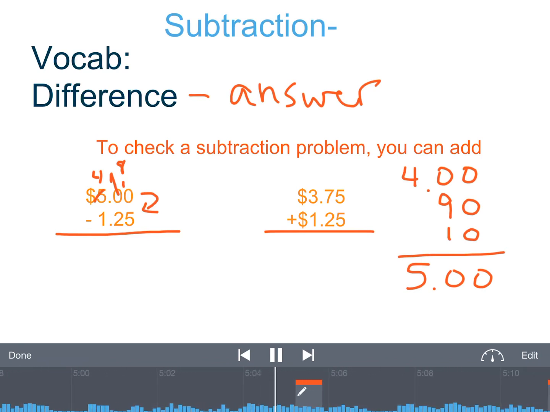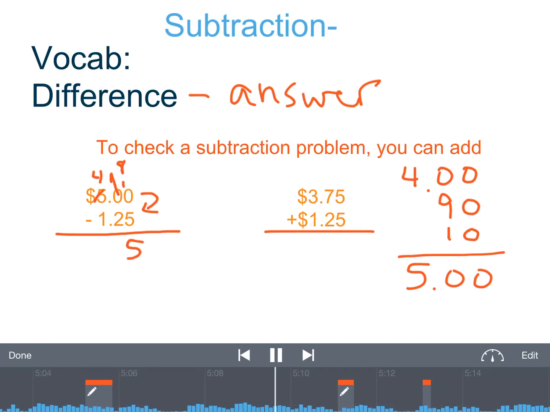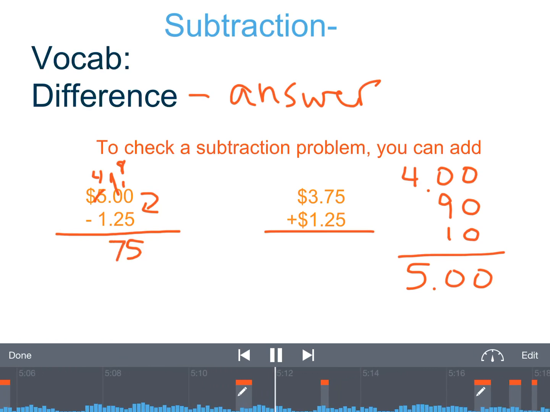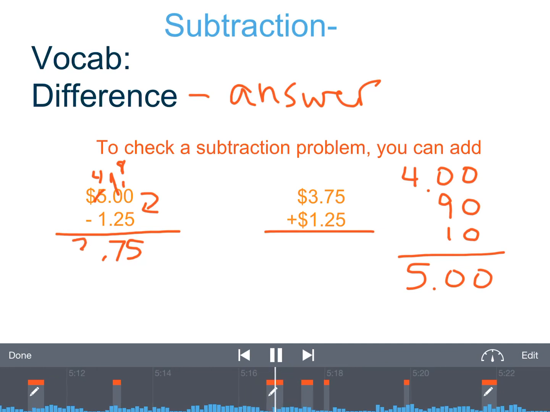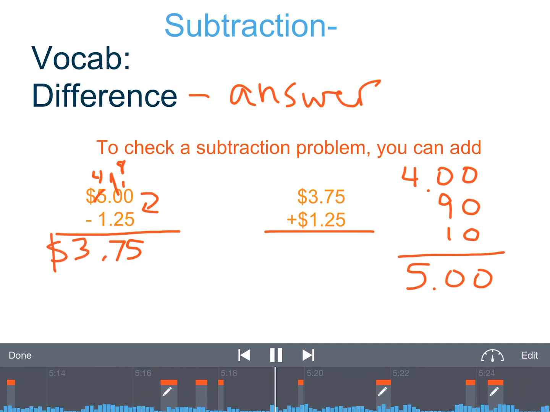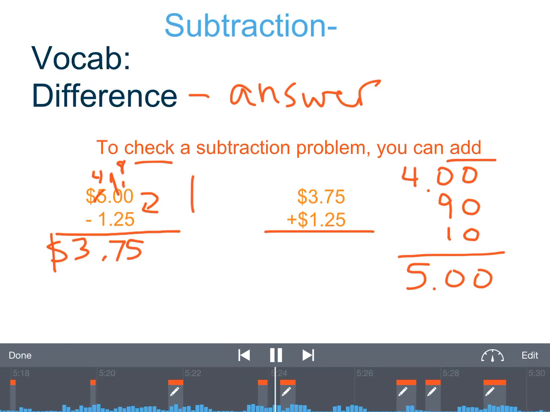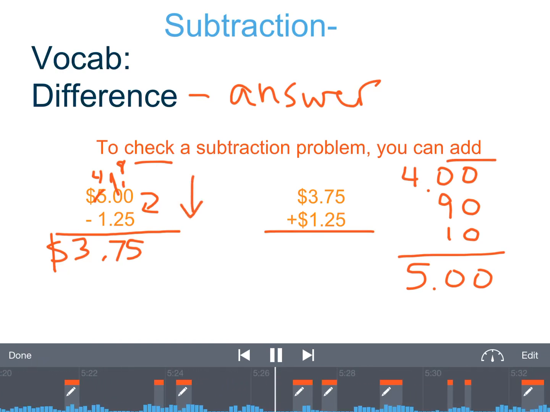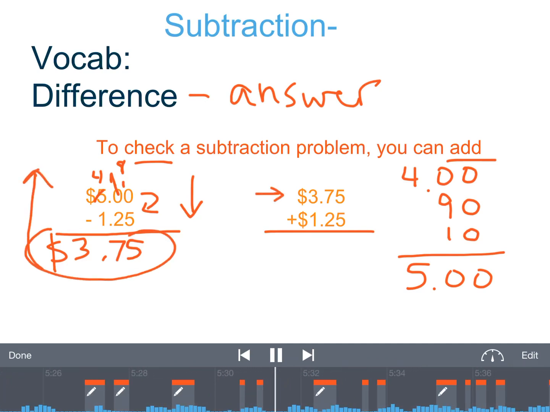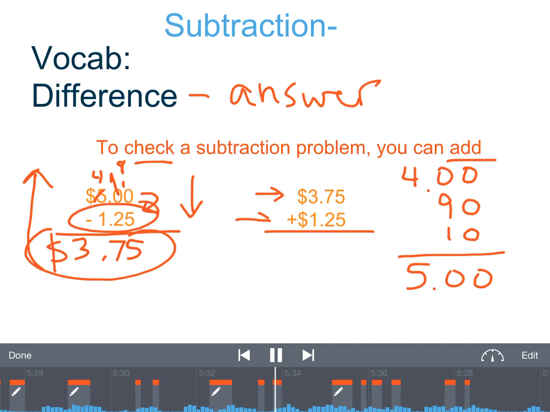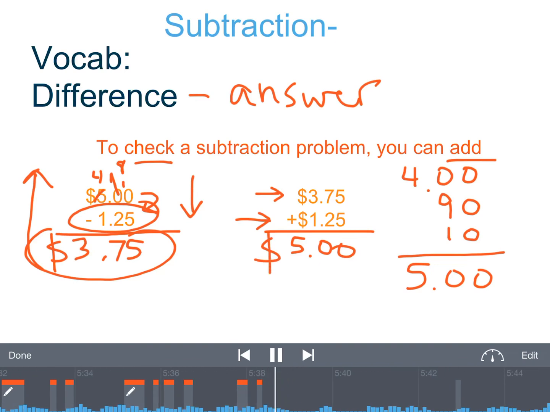So 10 cents minus 5 cents is, of course, 5 cents. 90 cents minus 20 cents is 70 cents. Now I'm going to put my decimal point there. And $4 minus $1 is $3. Now, to check a subtraction problem, you can add. We subtract down, we add up. So we take this number right here, and we add this number right here, and we should get $5.